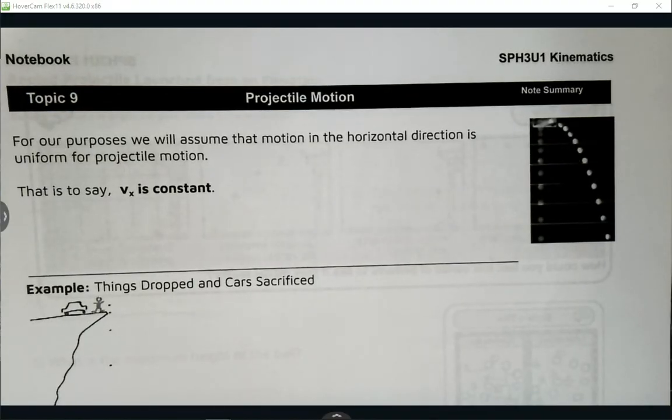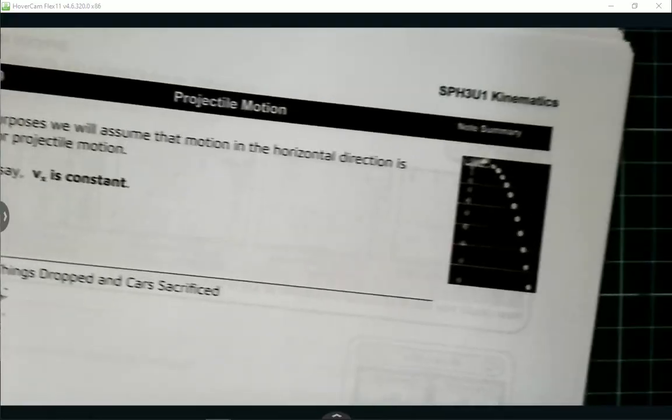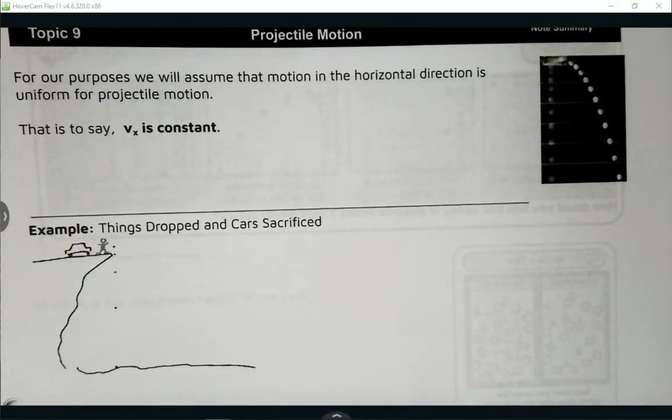As promised, we're talking about projectile motion today. Car sacrificed. A car being sacrificed, yeah. Things dropped and cars sacrificed. But first we've got to talk about what's going on with how things move across the page.